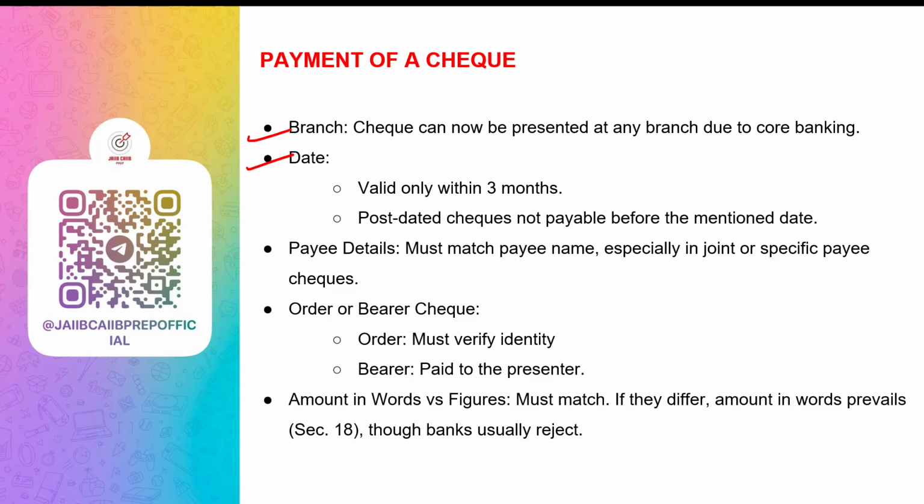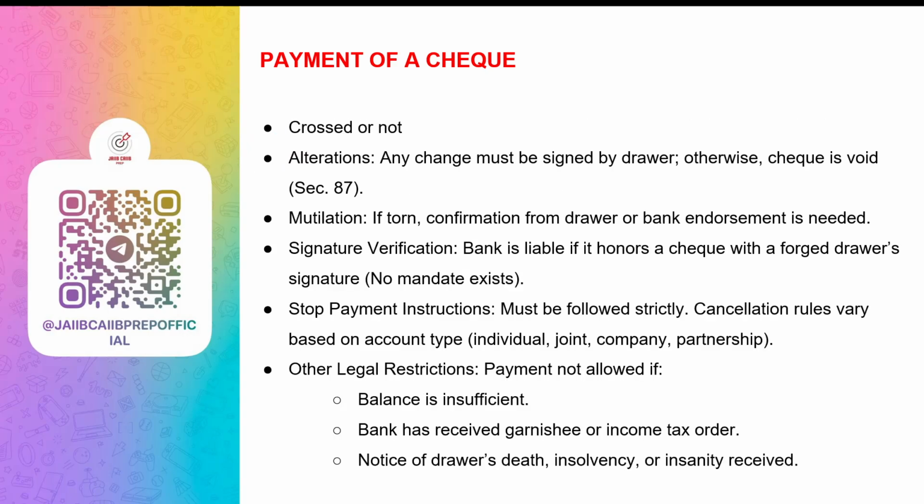Amount in words versus figures. Another important thing to check is that the amount written in numbers and in words matches. For example, if the check shows rupees 1000 in figures and 1000 in words, then it is fine. But if it shows 1000 in figures and 100 in words, then the bank will return the check. As per the law, the amount in words would be taken as final, but in practice, if there is any mismatch, the checks are returned.